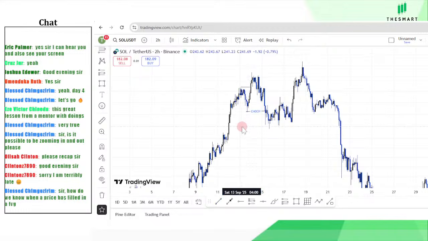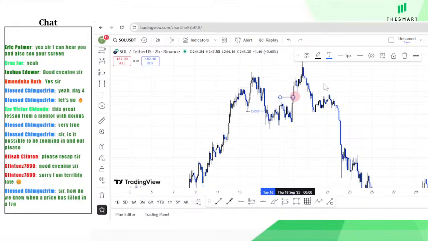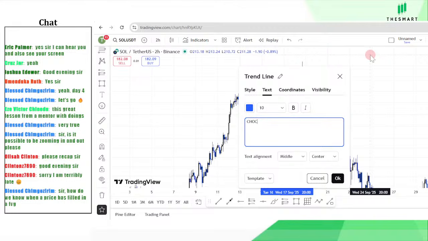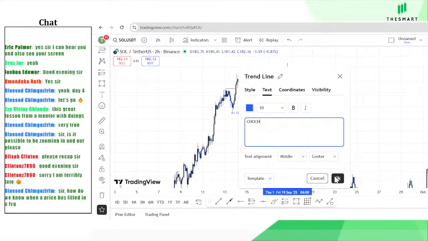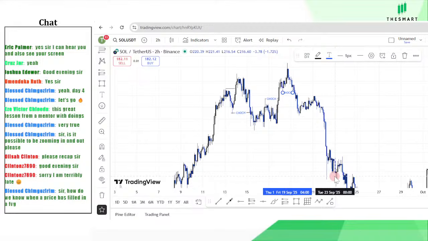After having this break of structure, we had another what? Change of character at this point to the upside, and we have our change of character to the downside here, which tells us that what? We are bearish. Now after price took out this high, because this was where we had the last break of structure, we have this high.